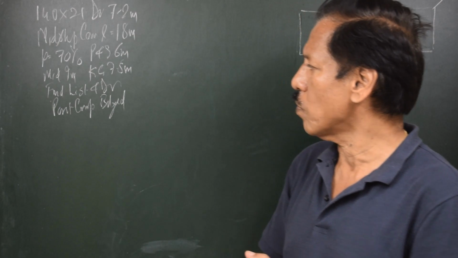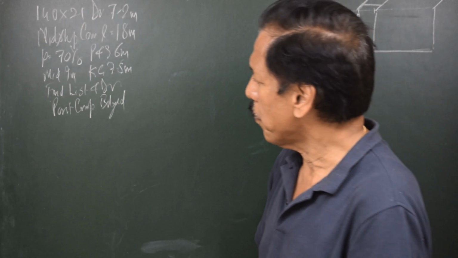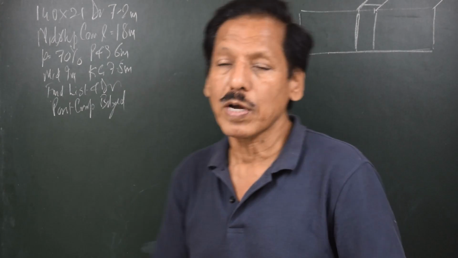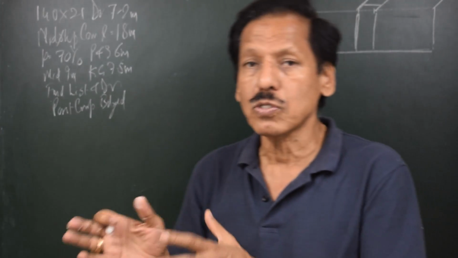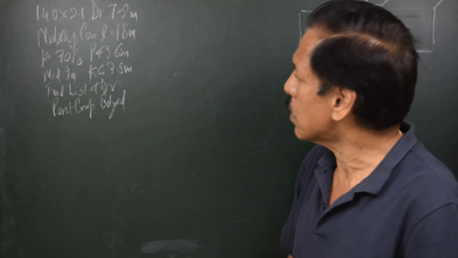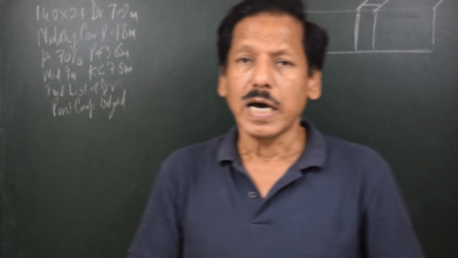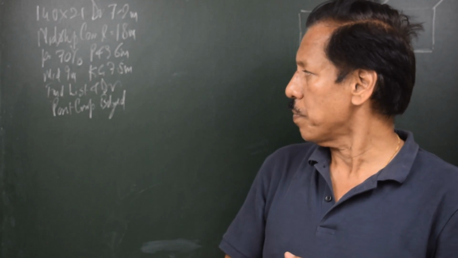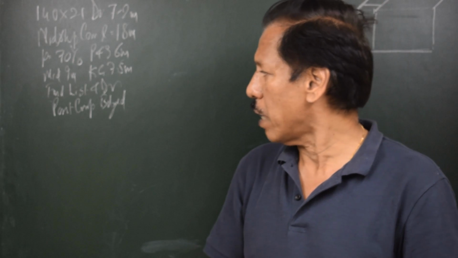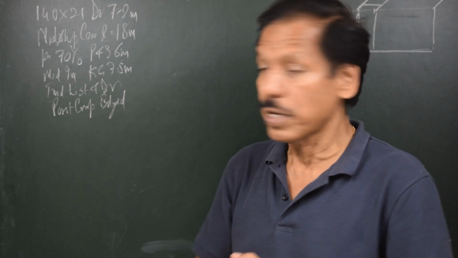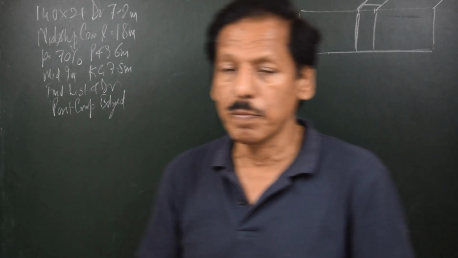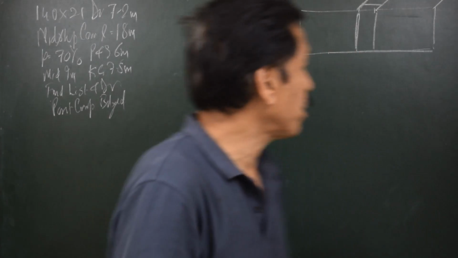KG of the ship before damage is 7.5 meters. You are supposed to find out the list once a port side compartment gets bilged. Cargo therein has a permeability of 70%. We need to find out the list, and we also need to find out the drafts, the draft amidships, on port and starboard side.